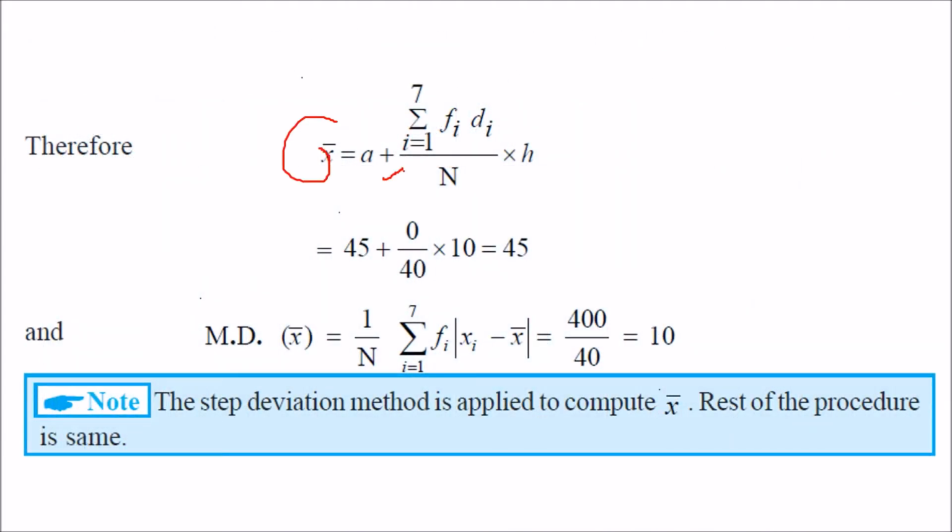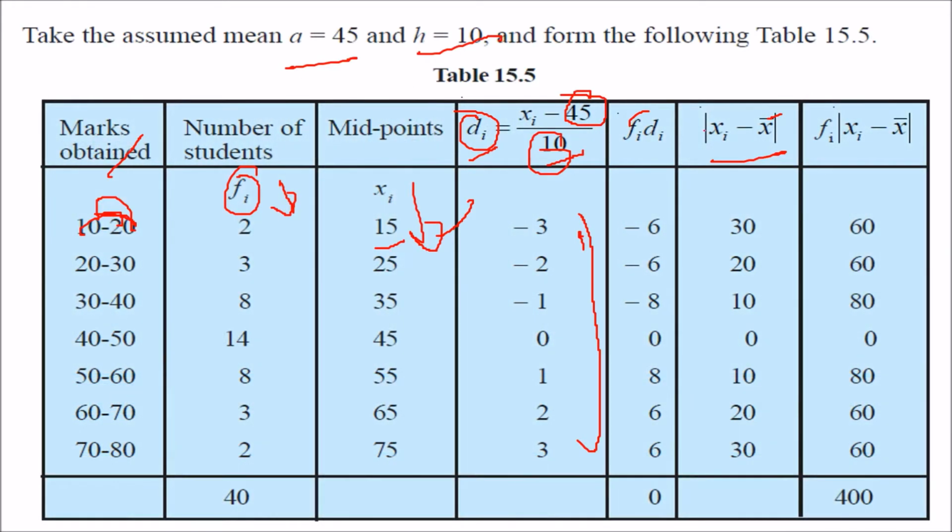And how can X bar be computed? See, X bar is computed by A plus sigma Fi Di by capital N into H. So this is 0, we have just found out, and this is H 10, and now this is 40. So this is how we get X bar. Once you have this X bar, you can find out Fi into Xi minus X bar, right? So the computation becomes very easy. The computation has got very easy, and then you can add it.